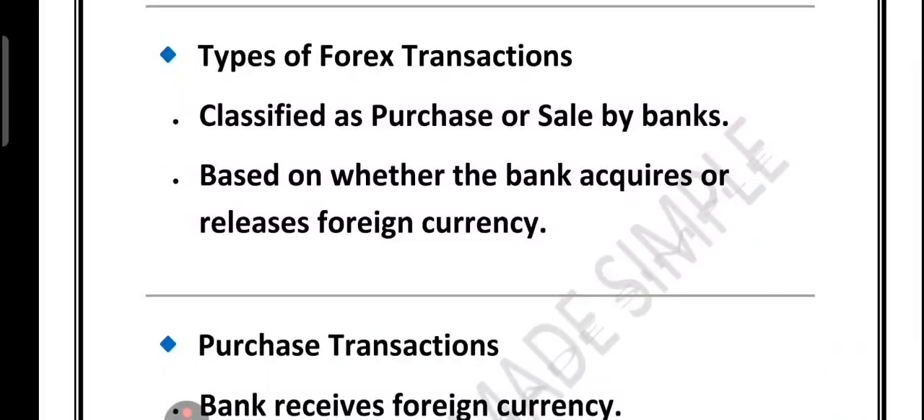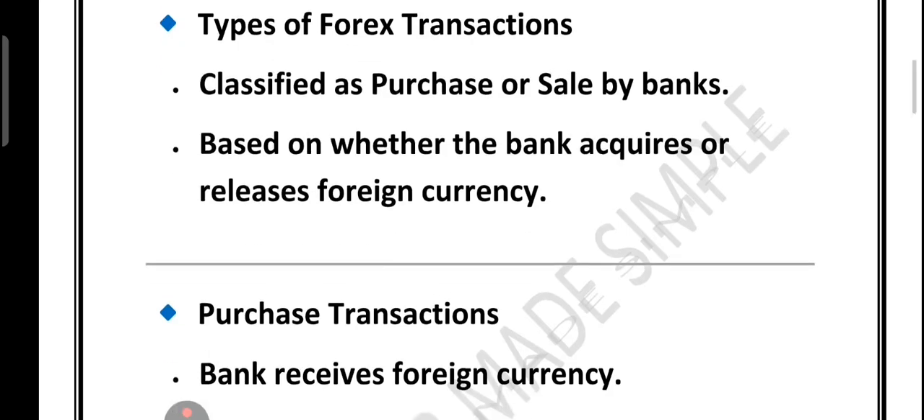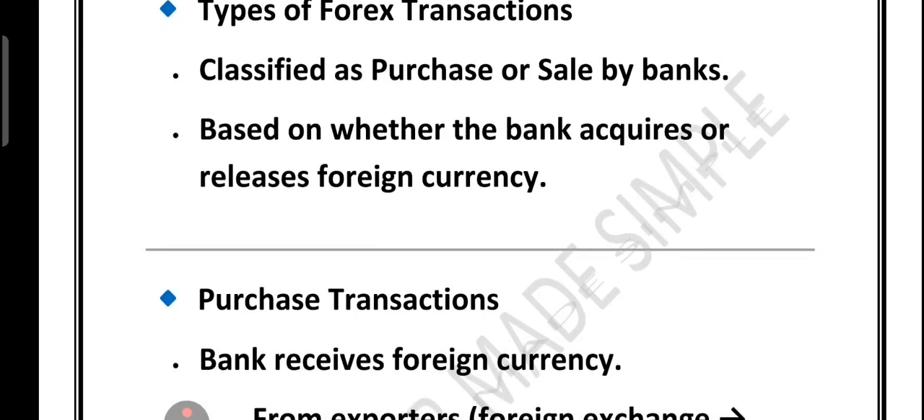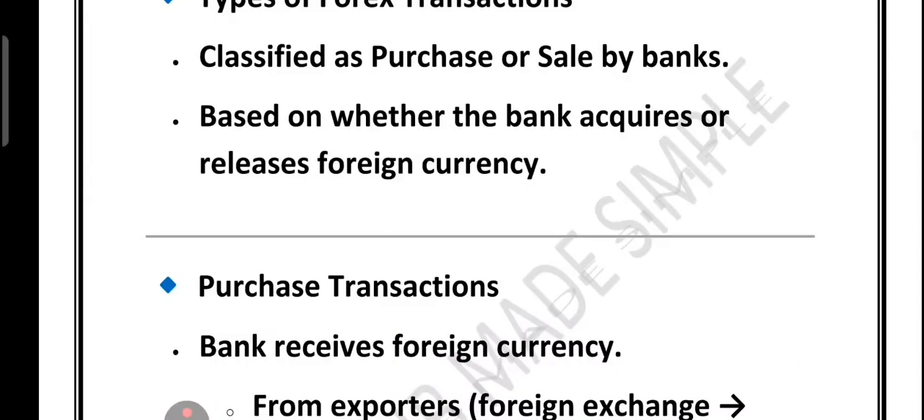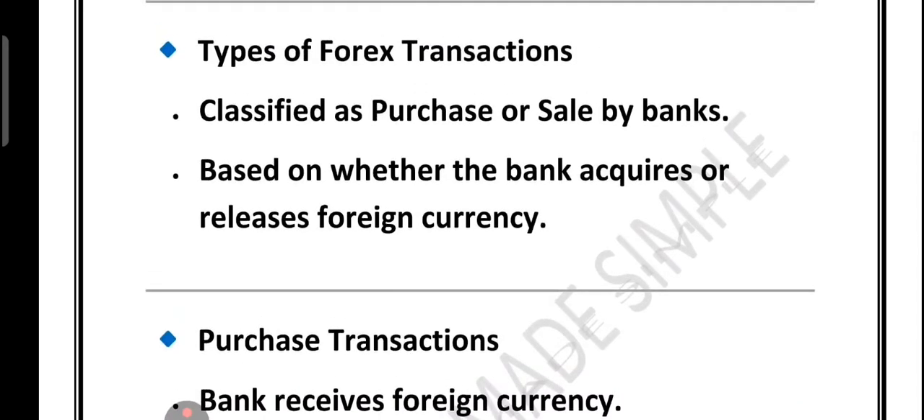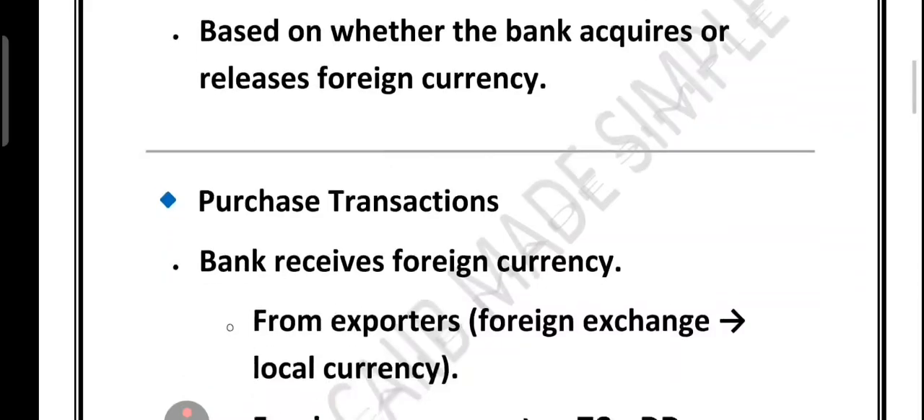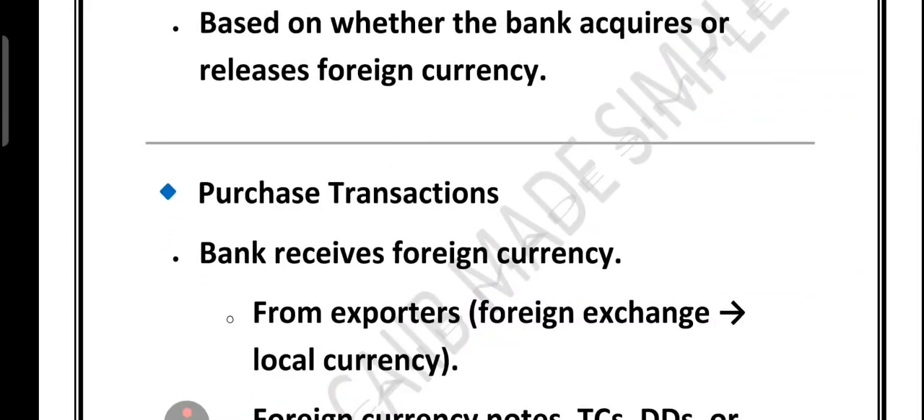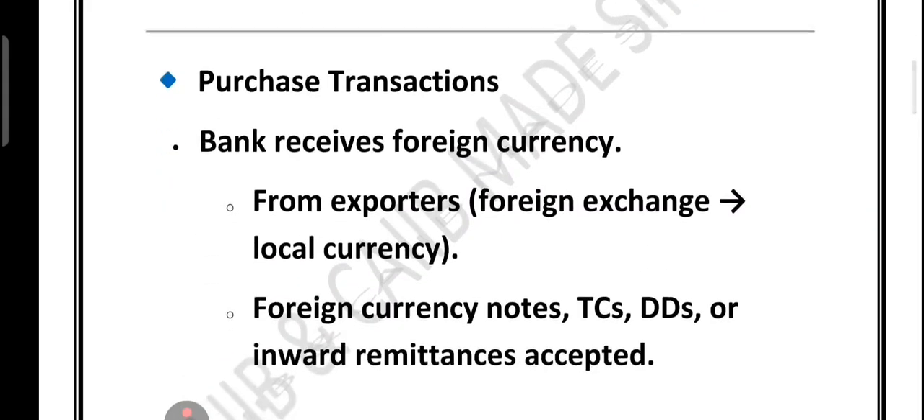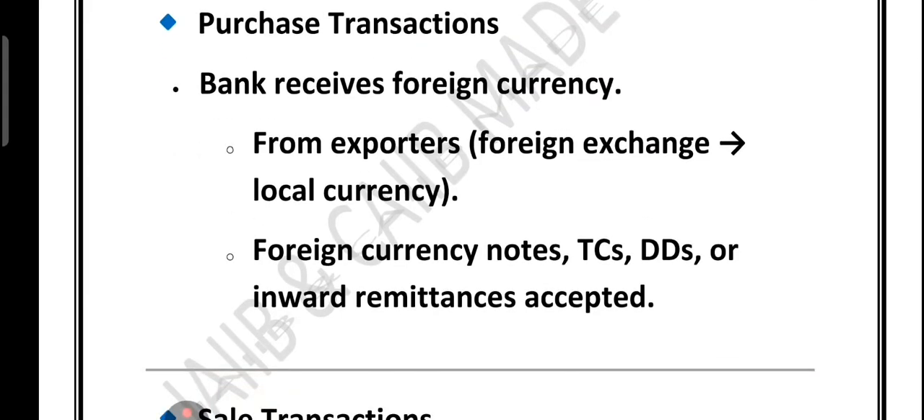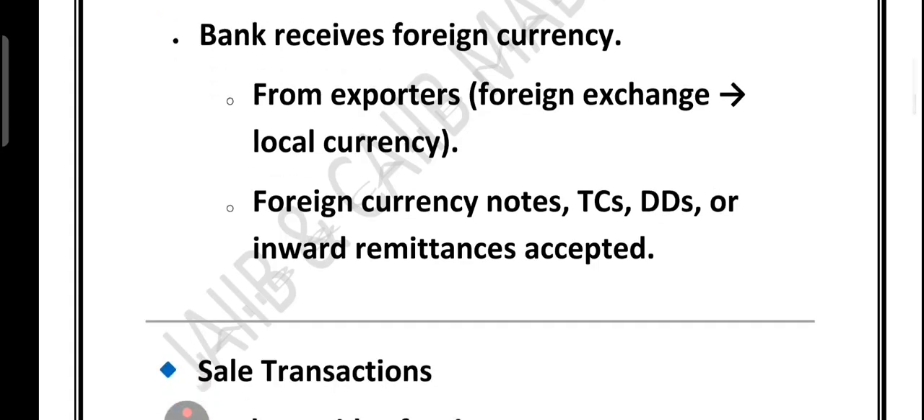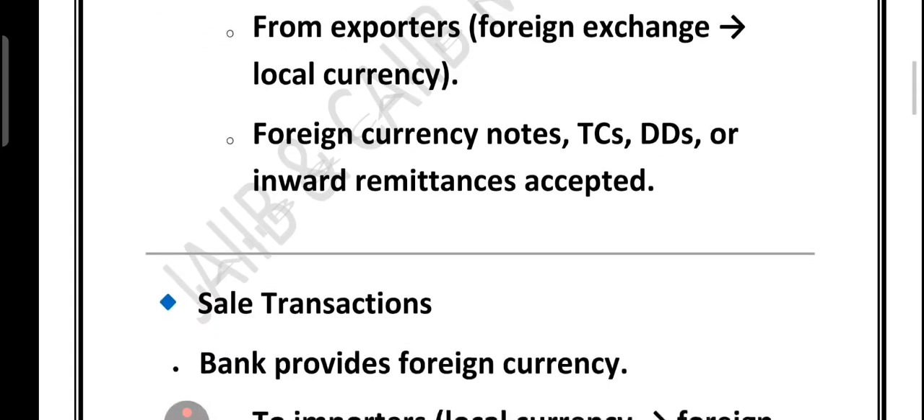Types of forex transactions are classified as purchase or sale by the bank, based on whether the bank acquires or releases the foreign currency. So either the bank is acquiring or releasing: a purchase transaction or a sale transaction. In a purchase transaction, the bank receives the foreign currency. From where? The bank may receive it from an exporter, or it may receive foreign currency through FCN, foreign currency notes, TC, DD or inward remittance.